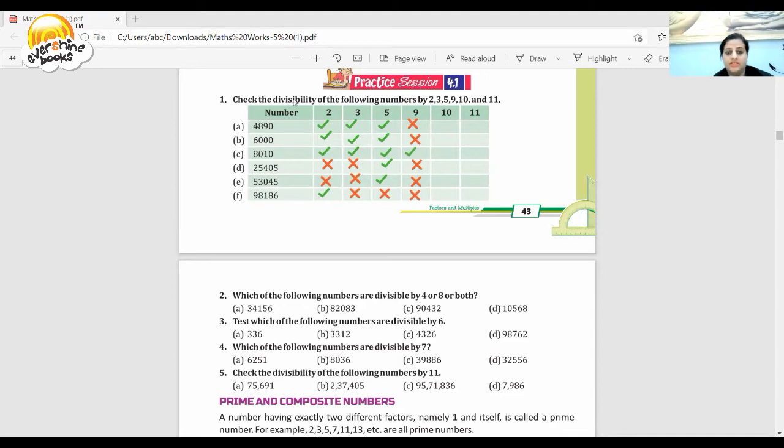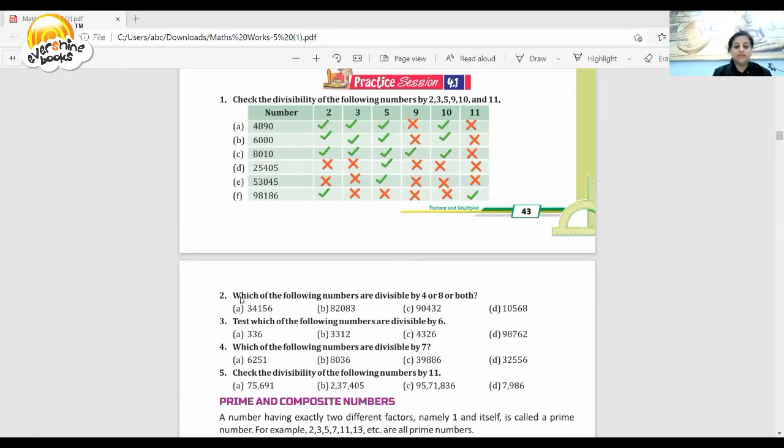Now what about 10? When 0 is there, it is divisible. But when it is 5, it is not divisible. In the case of 11, only 1 is divisible. We can check by dividing, by taking out its factors also. Then we are going to confirm the divisibility test. So we have done this point and then we are going to proceed further to point number 2.